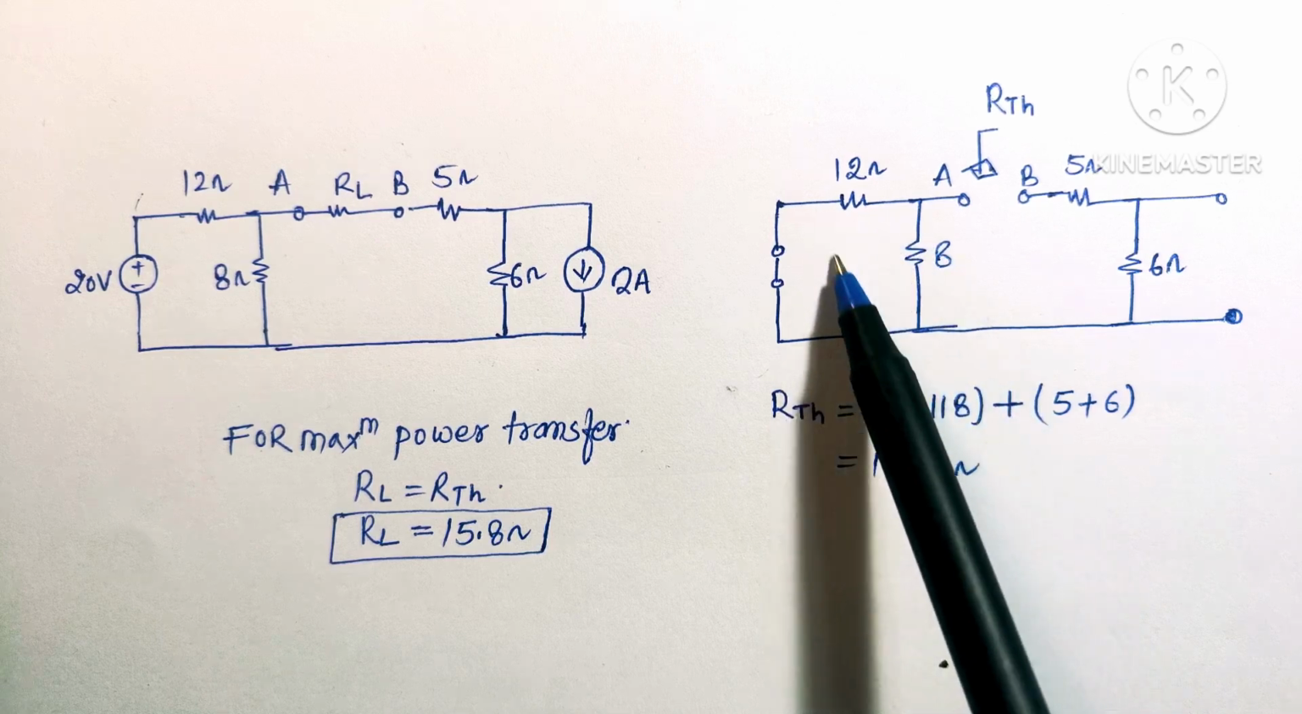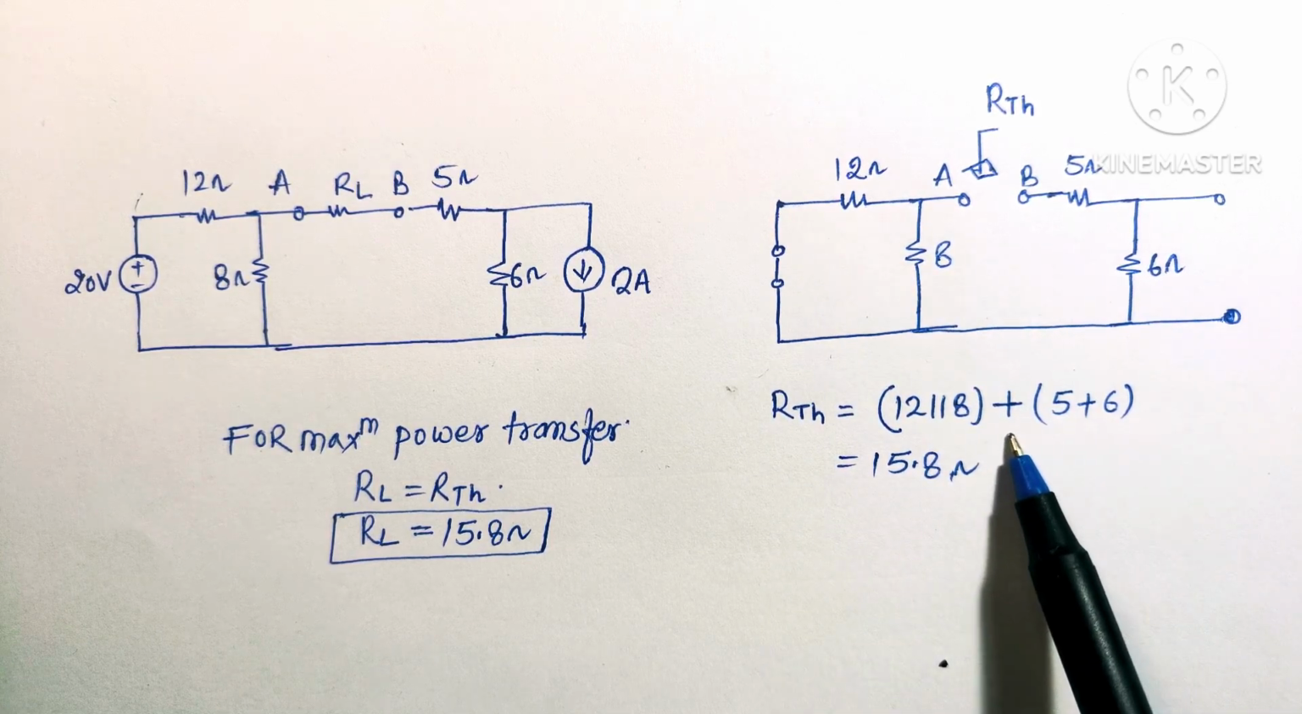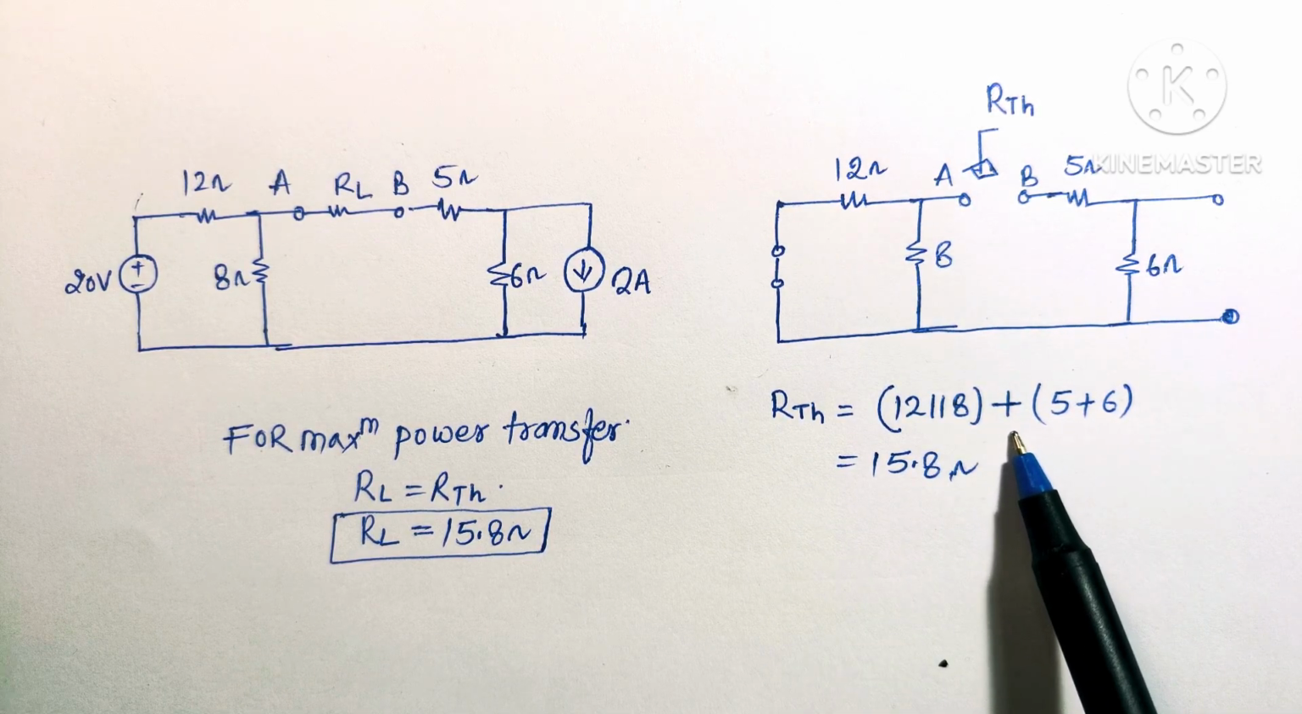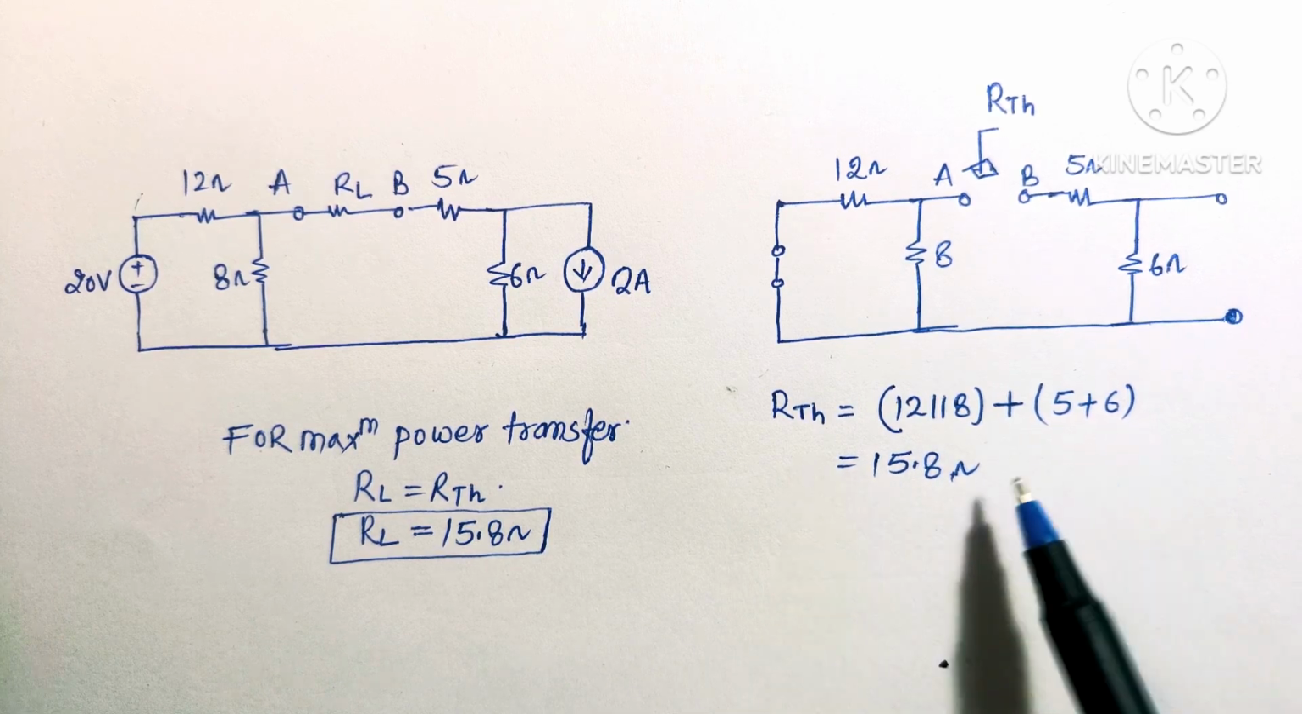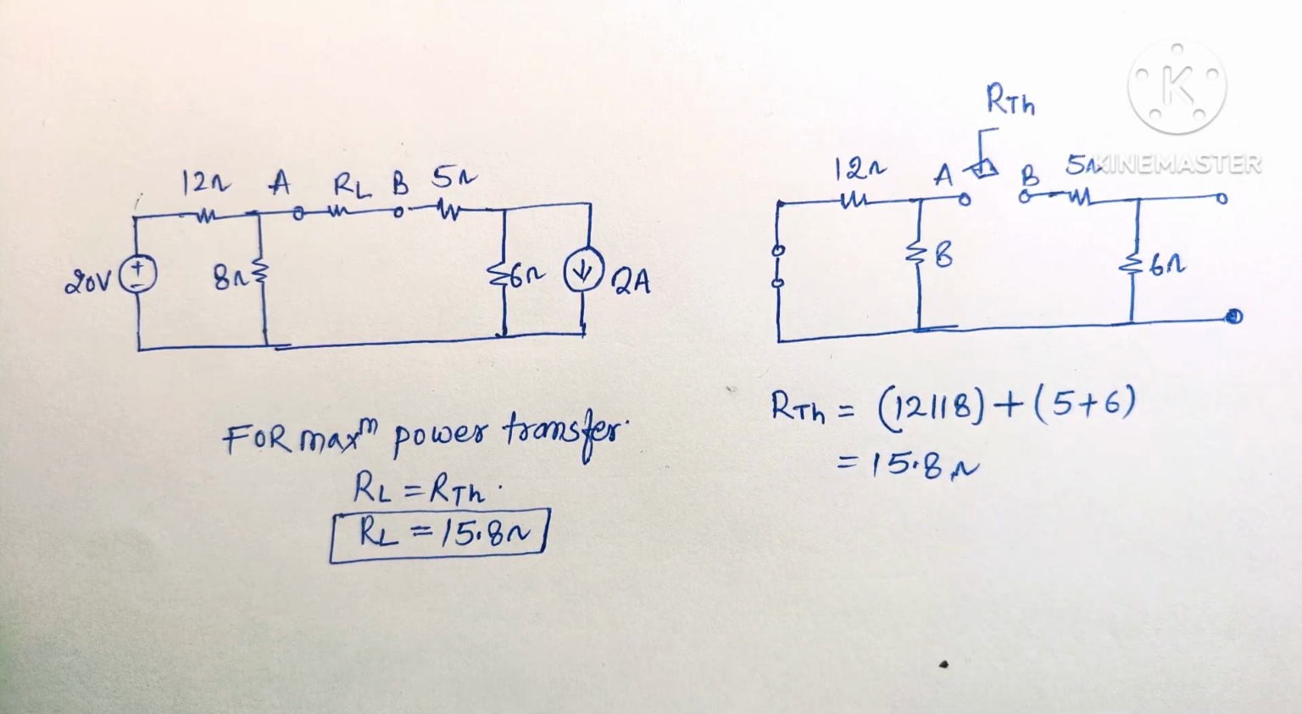And the equivalents of these two resistances will be in series. So we can find out the RTH value is 15.8 ohm.